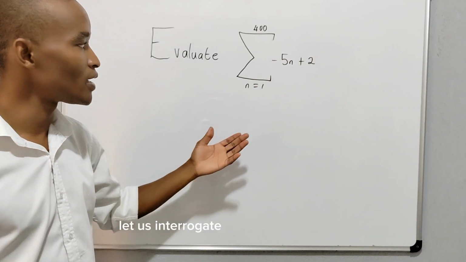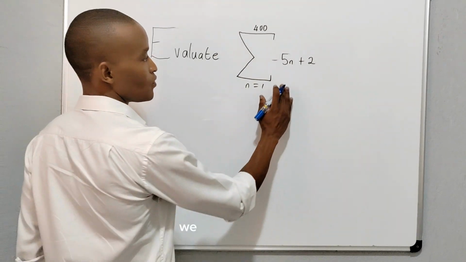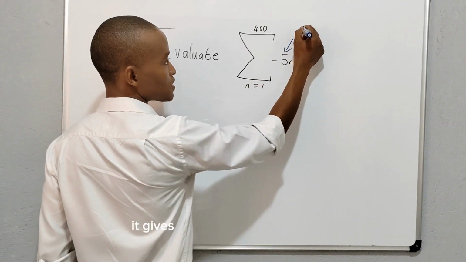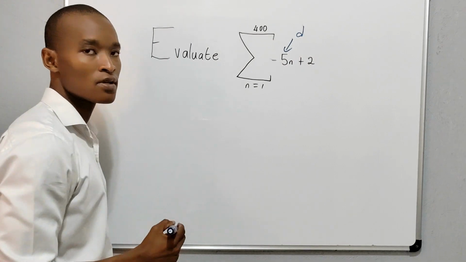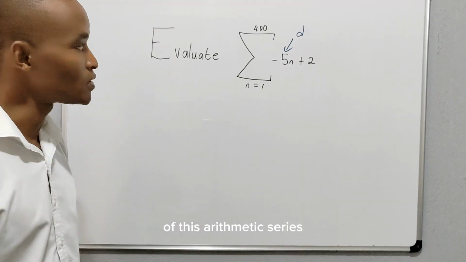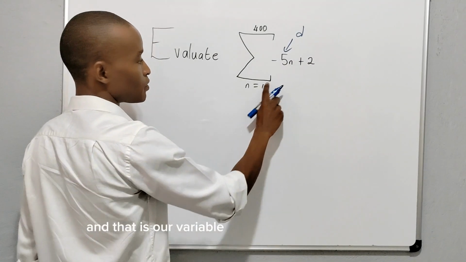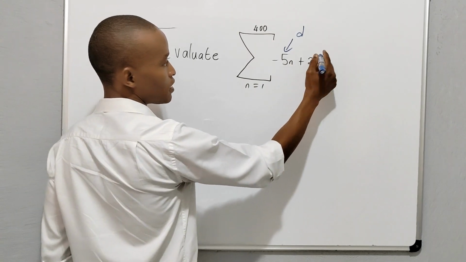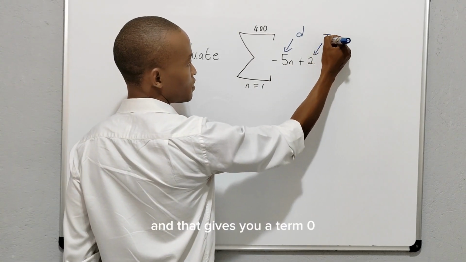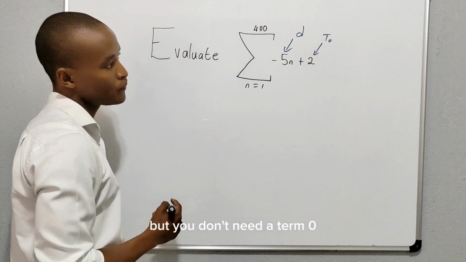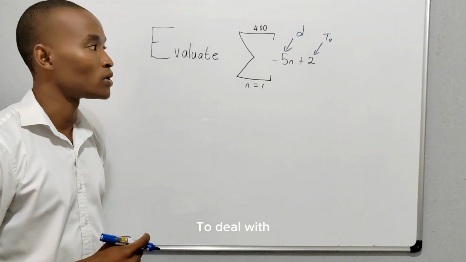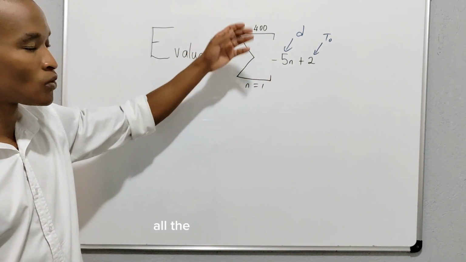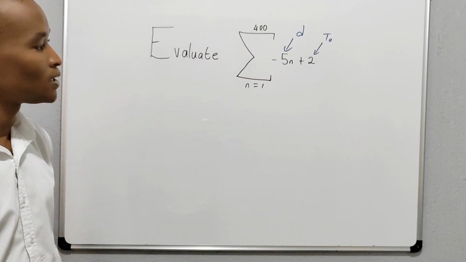So let us interrogate the arithmetic series. We have a -5 here. What does that give us? It gives us the constant difference of this arithmetic series, and that is our variable there, which matches that, which is perfect, and that is a constant, and that gives you term 0. But you don't need a term 0, but we need term 1 when we deal with the sum, because we're working with position 1 all the way to position 400.